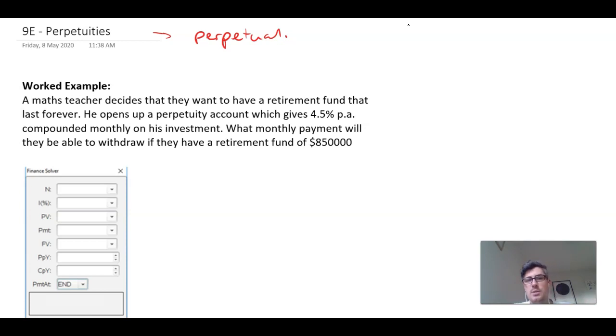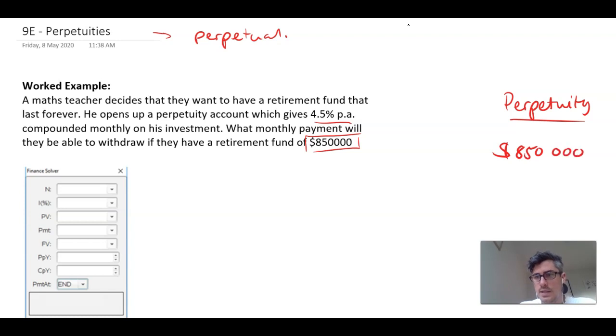He opens up a perpetuity account which gives 4.5% per annum compounding monthly on his investment. What monthly payment will they be able to withdraw if they have a retirement fund of $850,000? The idea with a perpetuity account is you put the money in the account. So here's the perpetuity account. We put our $850,000 in there, and we know that that goes up by an interest every month, going up in value.